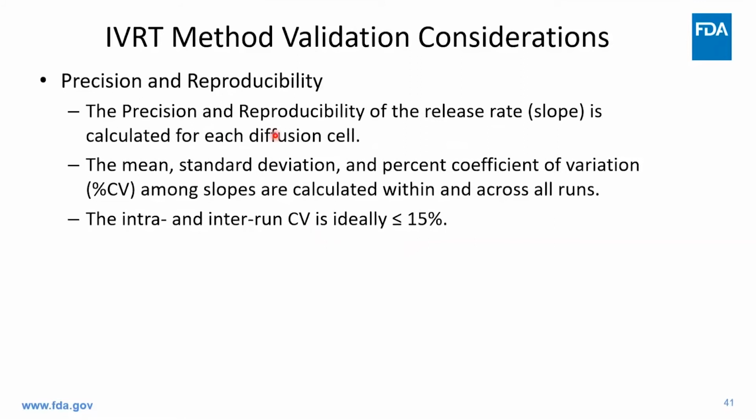In terms of precision and reproducibility, you report that. You report the mean, standard deviation, and percent CV among the slopes, calculated within and across all the runs. The intra and inter-run CV is ideally less than 15%. The reason for this 15% is really that your analytical method itself may only have been validated with standards where you have a precision and accuracy within about 15%. So it may not be suitable to say you want a tighter precision than your analytical method can give you. That's really where that number comes from.